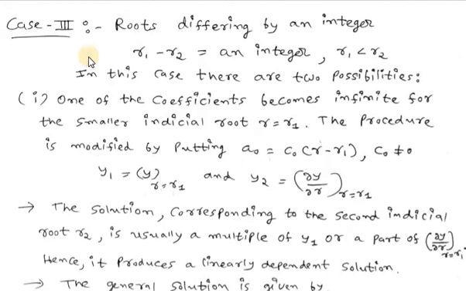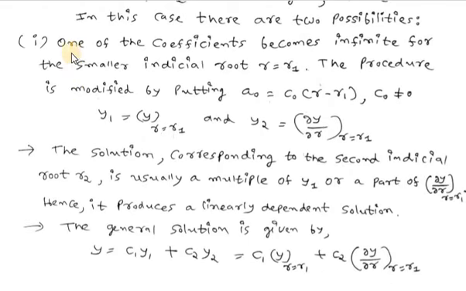Today I will teach you case number 3 of the Frobenius method. What is that? Roots differing by an integer, that is, r1 minus r2 is an integer value. This is case number 3 where r1 is less than r2. In this case, we have two possibilities. In this lecture, we will discuss possibility number 1 only. So what is that? We will see.